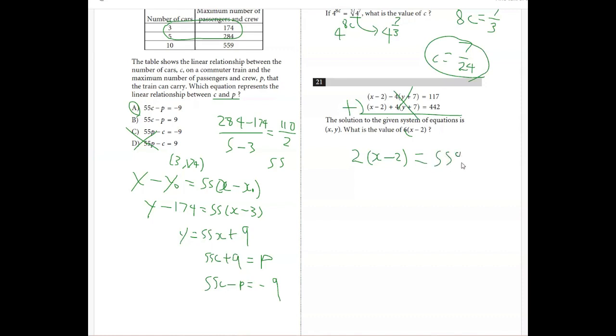559. How do we go from 2 times x minus 2 to 6 times parentheses x minus 2? All you have to do is multiply by 3. What's 559 times 3? That's equal to 1677. So 1677 is the correct answer.